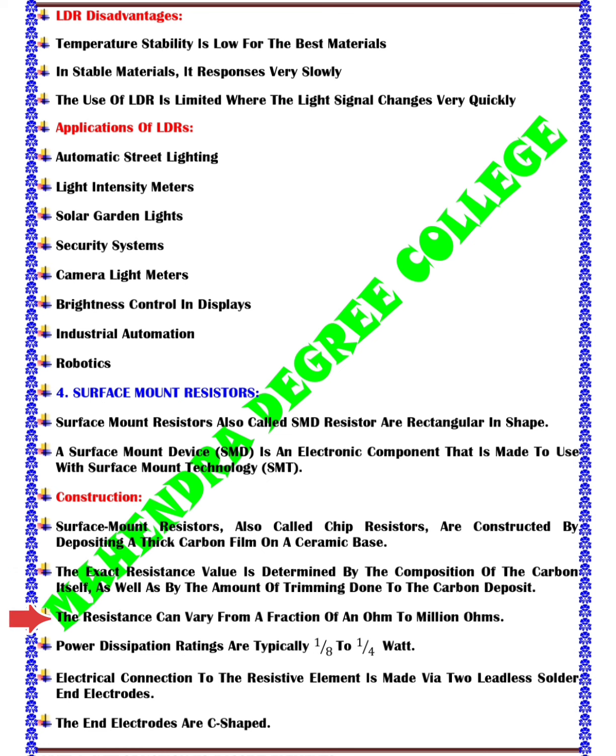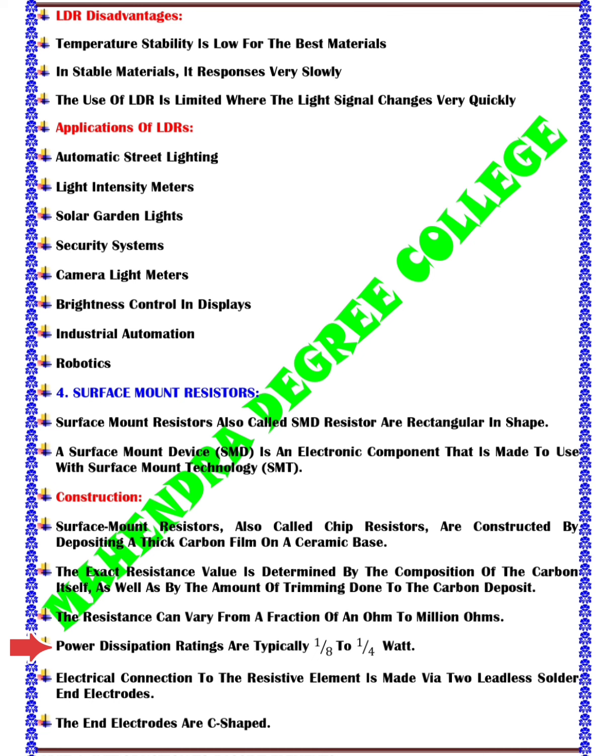Surface mount resistors can have resistance values ranging from a fraction of an ohm to several million ohms, megaohms, depending on their application and design requirements. Surface mount resistors, SMD resistors, typically have power dissipation ratings ranging from 1/8 watt to 1/4 watt. These ratings are crucial for ensuring the resistor doesn't overheat and potentially fail under normal operating conditions.